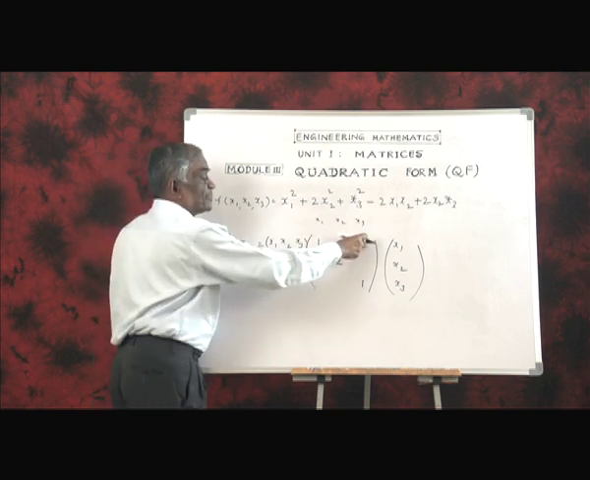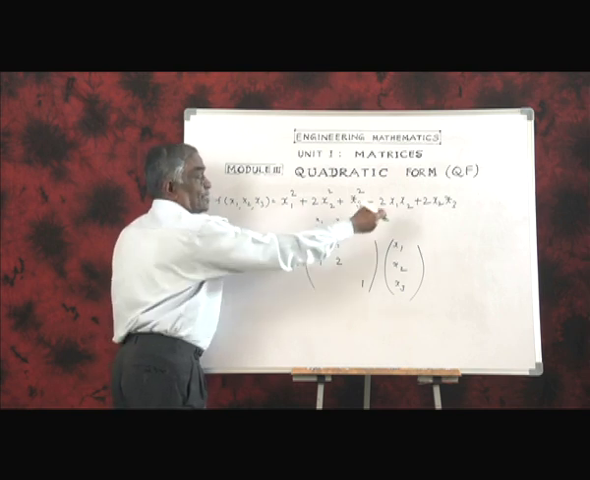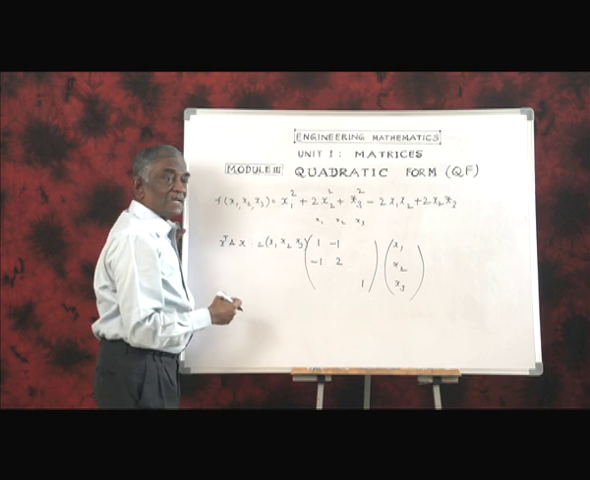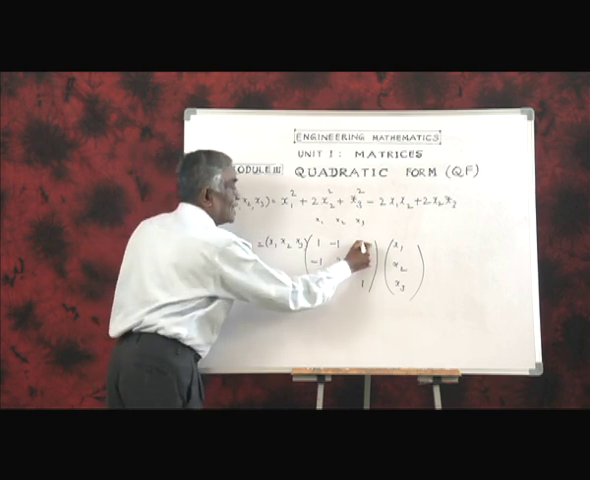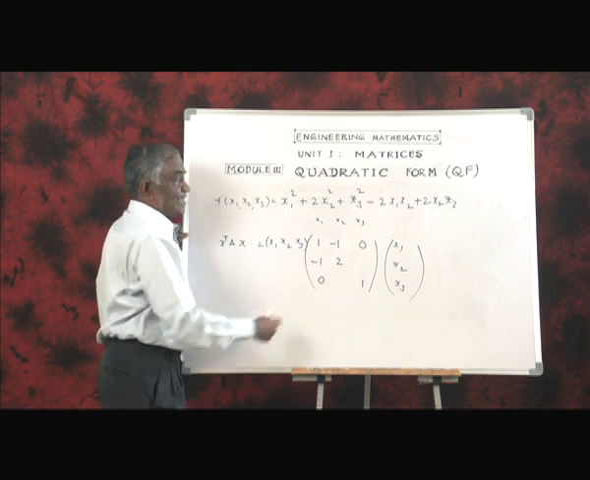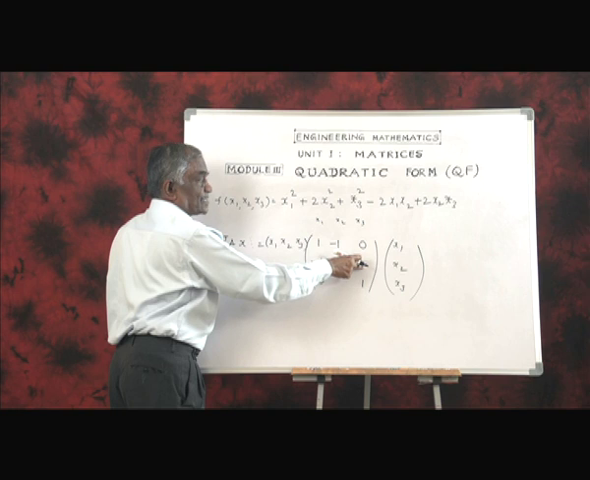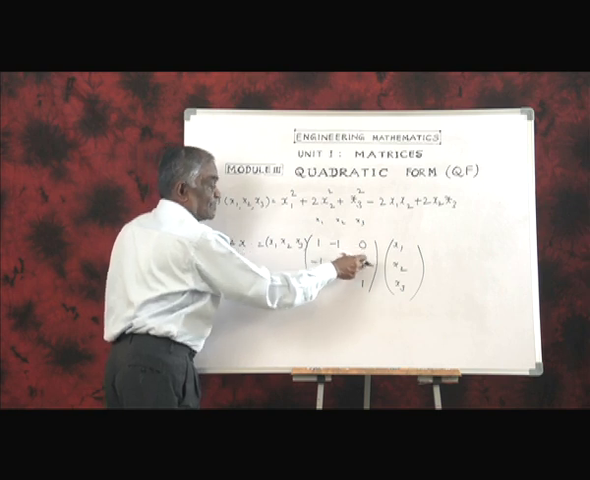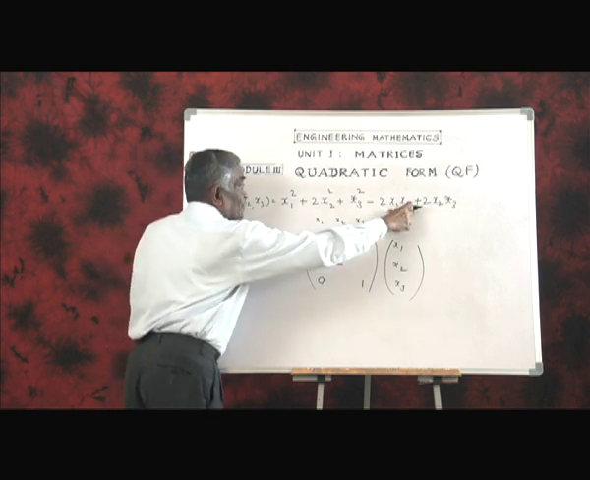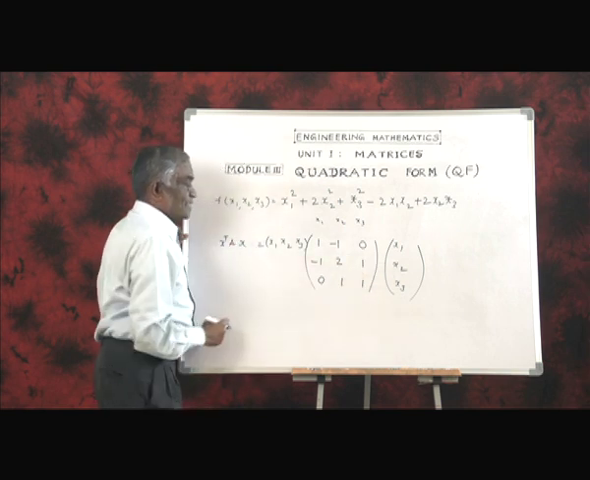Similarly, what is the position here? First row, third column, that means the x1, x3 term. But what about the x1, x3 term? That is not there. Therefore, here you will have 0, here also you will have 0. And finally, this is the second row, third column position, that means the x2, x3 coefficient. The sum of these two numbers should be equal to 2. So, we write 1 and 1 here.